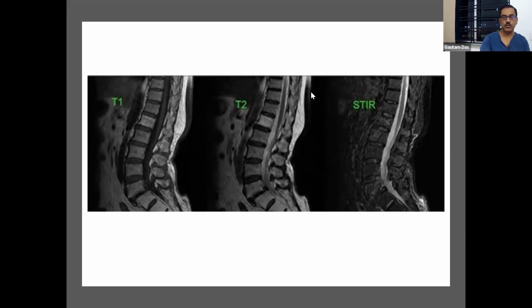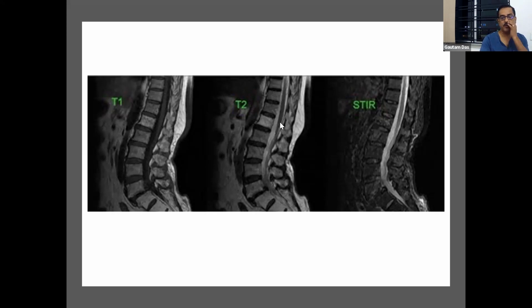Now come to the T2. In T2, what will be looking white? The fat will look white, as well as water will look white. Both will look white. And what will look black? Where there is no fat and no water, that will look black. So now look at here. Here you see the subcutaneous fat looking white because it is fat. Then you see posterior epidural fat is looking white. Then you see the CSF, so the spinal cord is ending here.